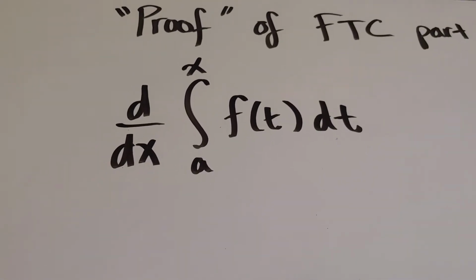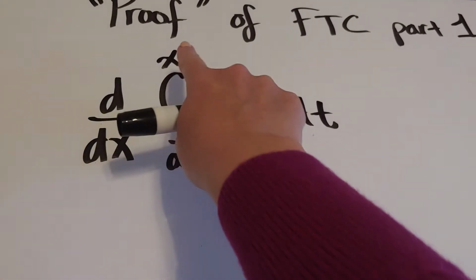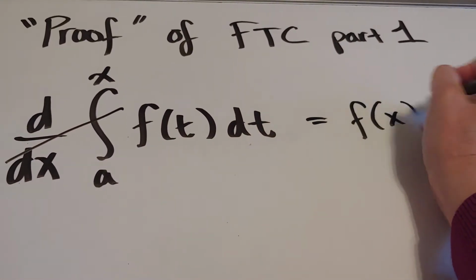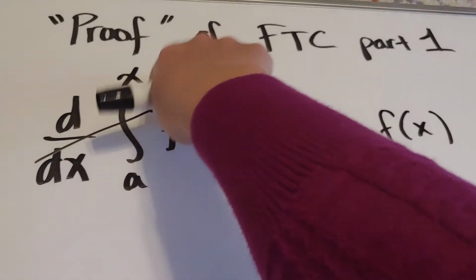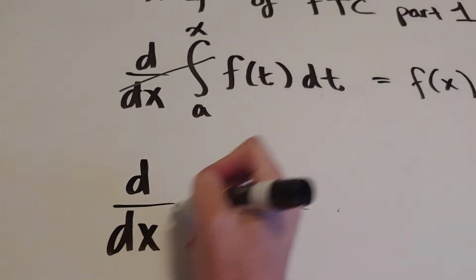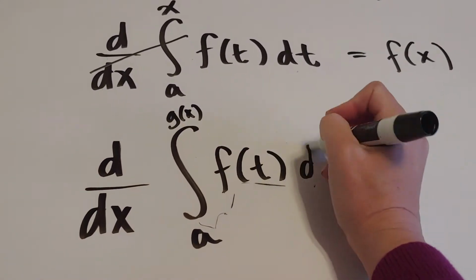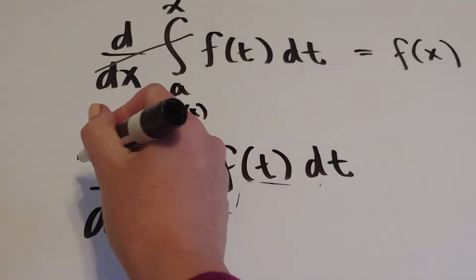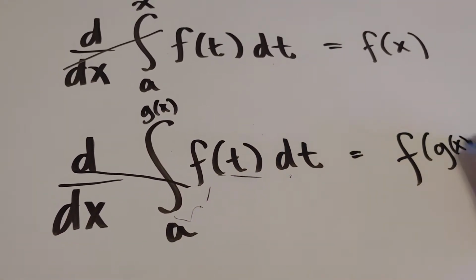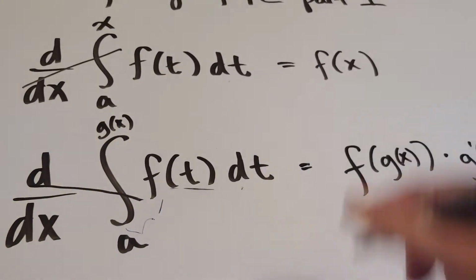weird function. And what we learned in the last video is that basically the derivative and the integral cancel out and the x drops in. So our final answer is going to be f of x. If this is anything else, so if this is up here as a function, then what happens is that this cancels out. You plug in your function, but you have to tag it by the derivative of that function.